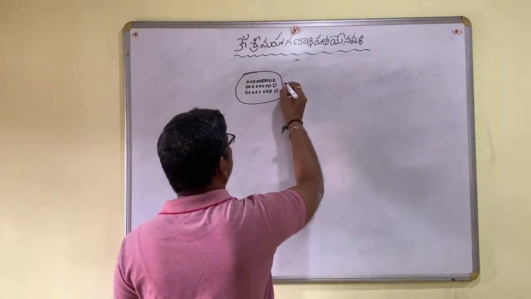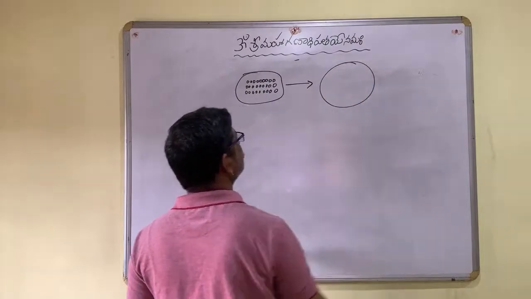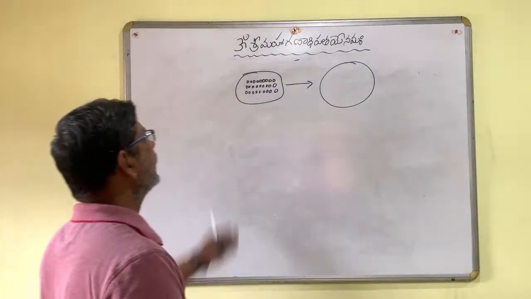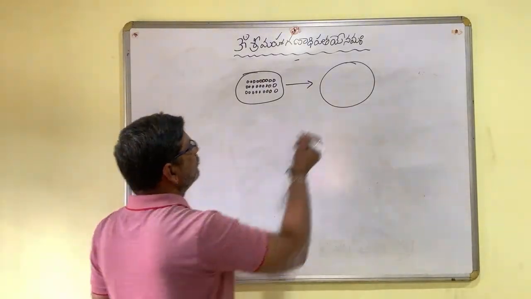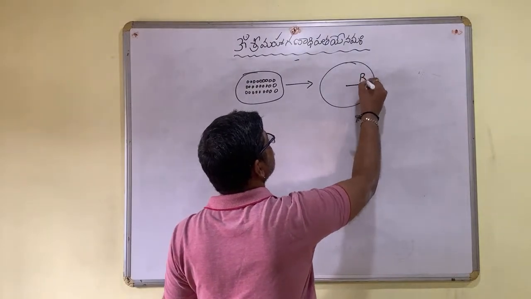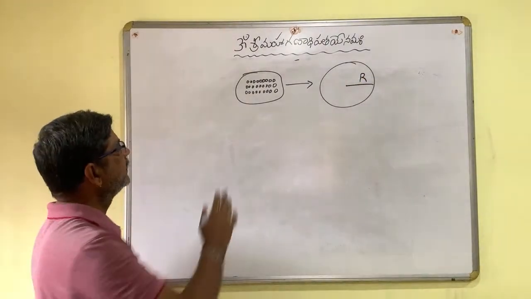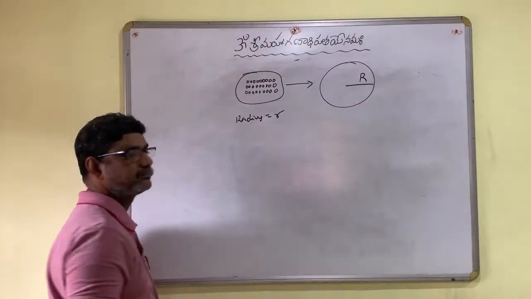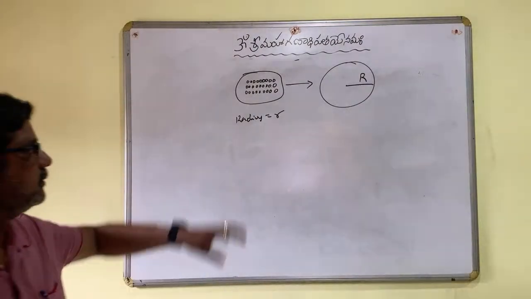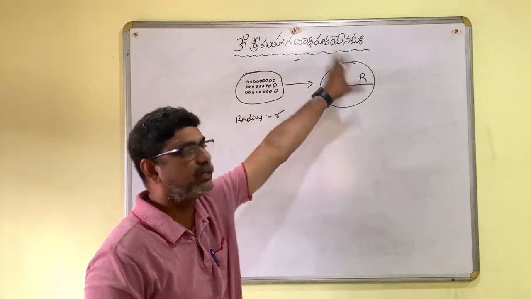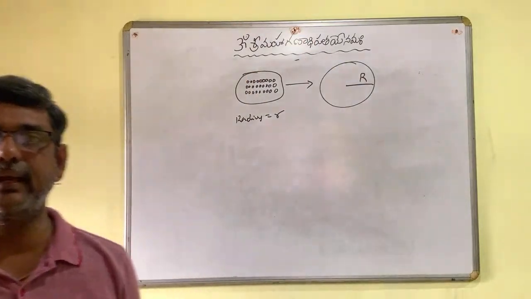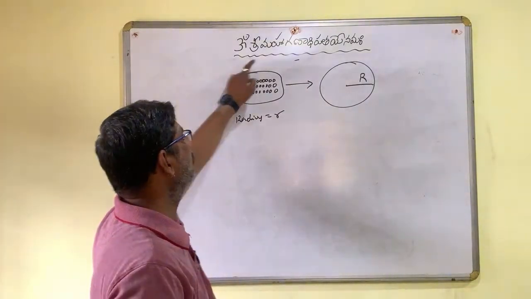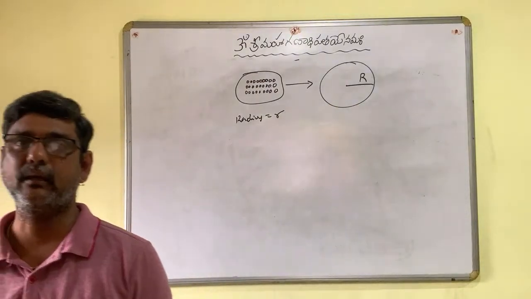27 iron spheres, they are melted and recast into a big sphere. We don't know its radius, but we know the radius of these spheres is smaller. These small spheres are melted and recast into a big sphere. We need to find the ratio of surface areas of the small sphere and the big sphere.